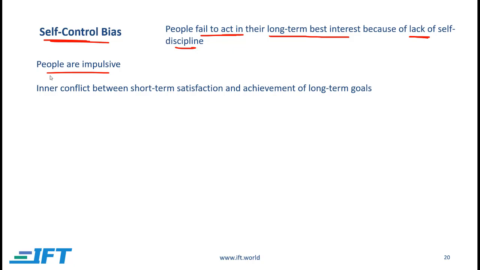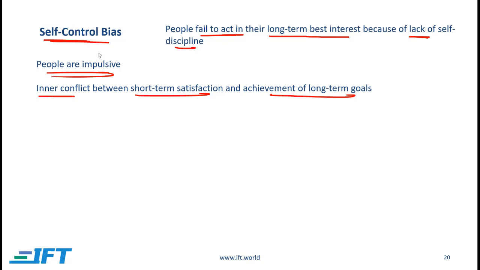We all know that people are impulsive. People like to do things quickly. People like to respond to their feelings. And because of that, there is an inner conflict between short-term satisfaction and the achievement of long-term goals. If people are giving in to their impulses and short-term satisfaction rather than pursuing long-term goals, then they are exhibiting self-control bias.